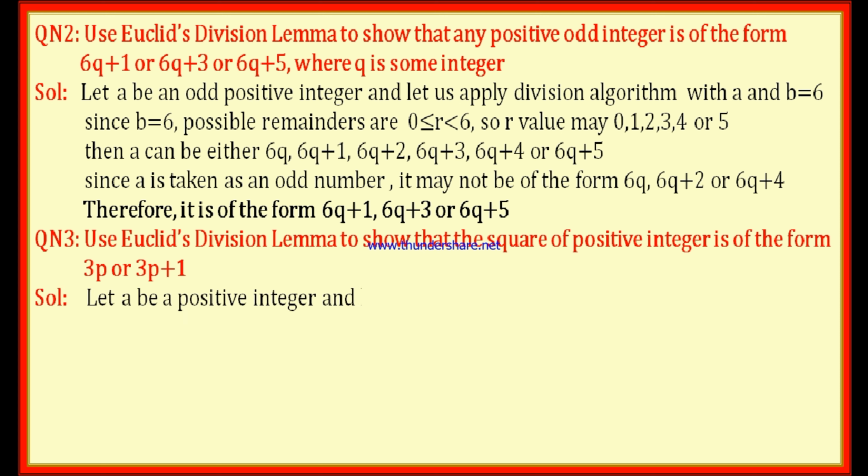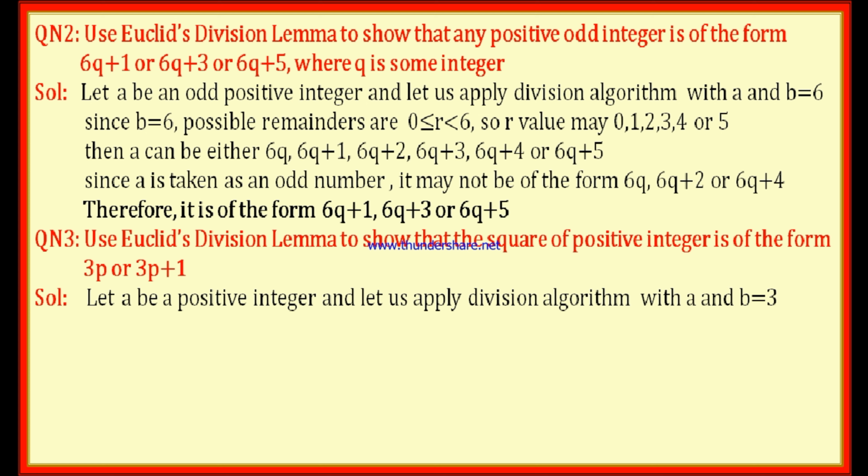Here is the solution. Again, let a be a positive integer and let us apply division algorithm with a. Here I have to prove that a is equal to either 3p or 3p plus 1, which is in the form of bq plus r. 3p plus 1 is a, which is bq plus r, and 3p is a, which is in the form of bq plus r. Therefore, b is equal to 3. If b is equal to 3, then the quotient is 3.